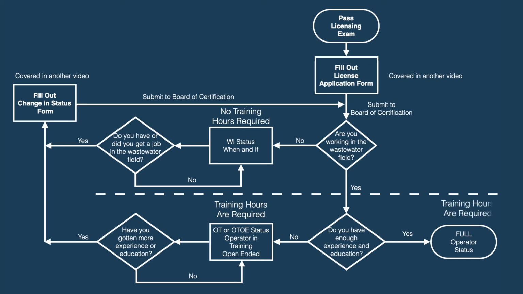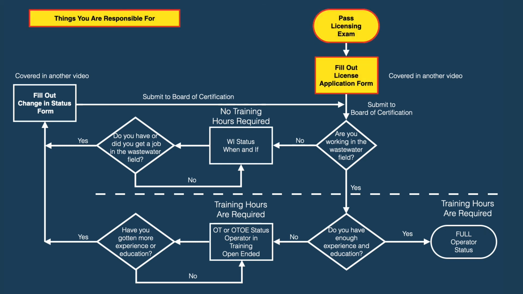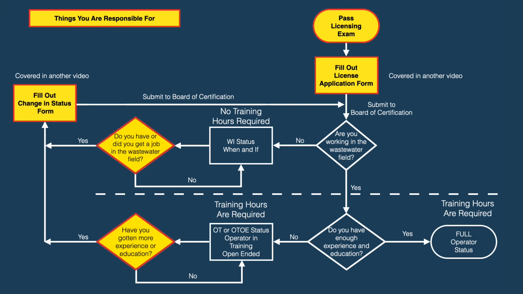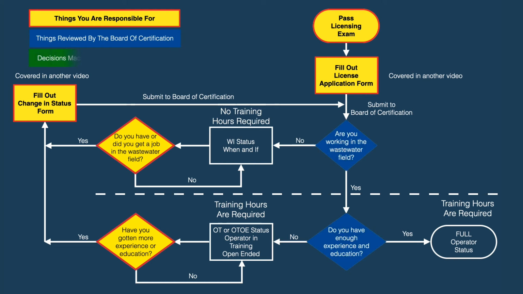To summarize, I've put these requirements together in a color-coded flowchart to show you how they all are connected and interrelated. I didn't include the piece about needing more information. Areas where you have to take action are highlighted in yellow and outlined in red. Areas handled by the Board of Certification during their review of your application are highlighted in blue, and the decisions made by the board are highlighted in green.